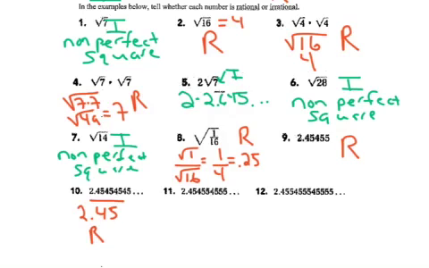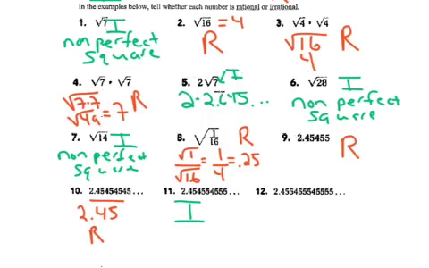Number 11. 2.454554555 ... Well, we see that this number goes on forever, so it is non-terminating. And this number is definitely not repeating because it just doesn't go 454545. So non-terminating, non-repeating numbers are irrational numbers.